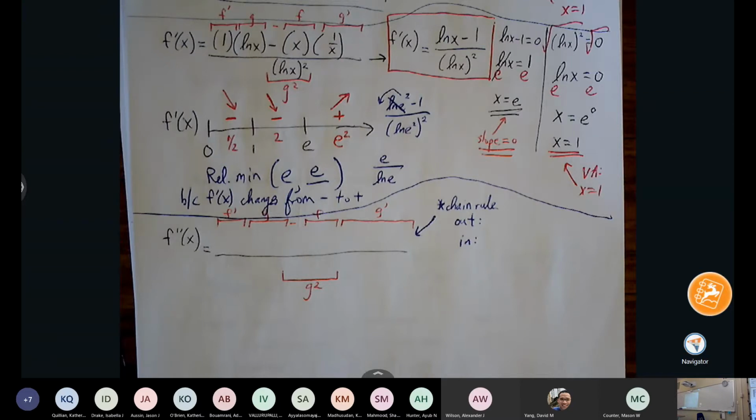Now, that 2 is outside this region. Check the natural log minus 1. Yes. All right, so f prime.